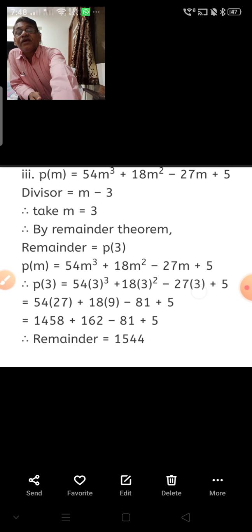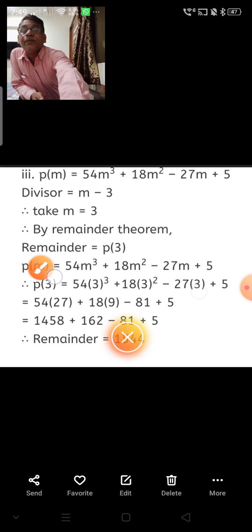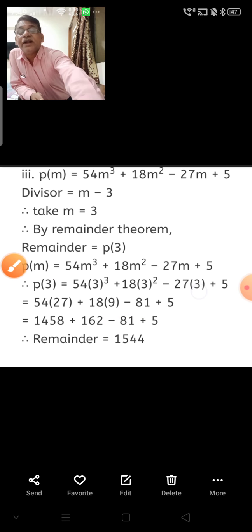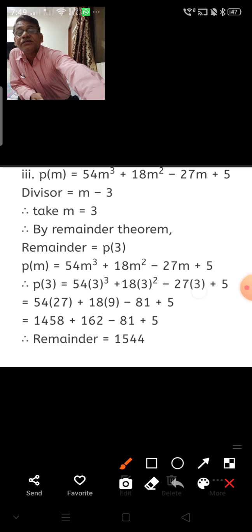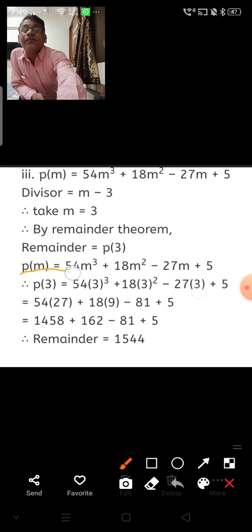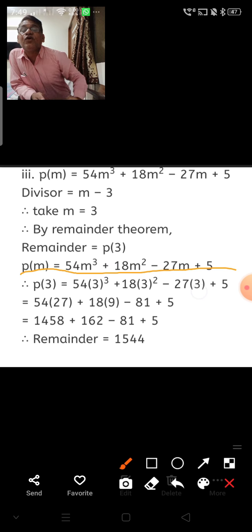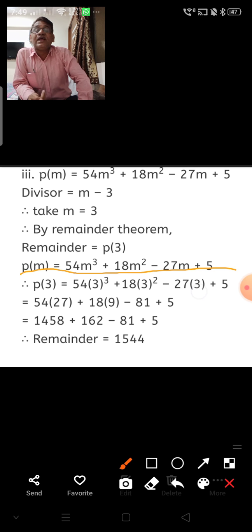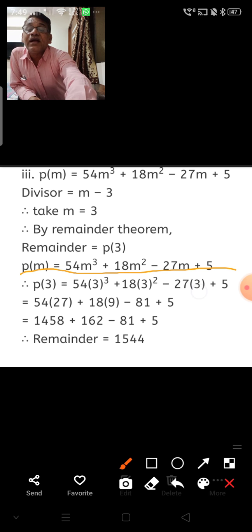P of m is equal to 54m cube plus 18m square minus 27m plus 5. Now substitute the value of m. The value of m is equal to 3.